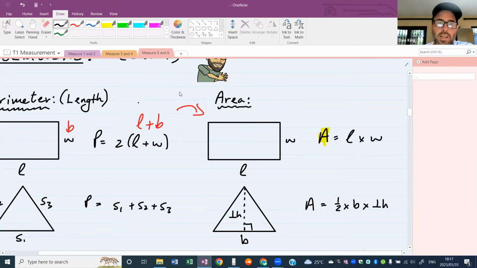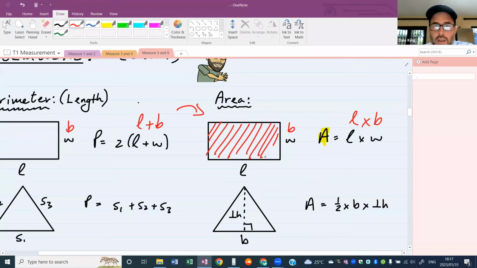Some people remember it as length times breadth. Again, breadth and width, same thing. So length times breadth or length times width, doesn't matter. It's the same thing. So you need to multiply those dimensions, and that will give you all the space between the boundary lines. That's 2 dimensions. 2 dimensions, when you multiply them together, will give you all the space between the boundary lines.